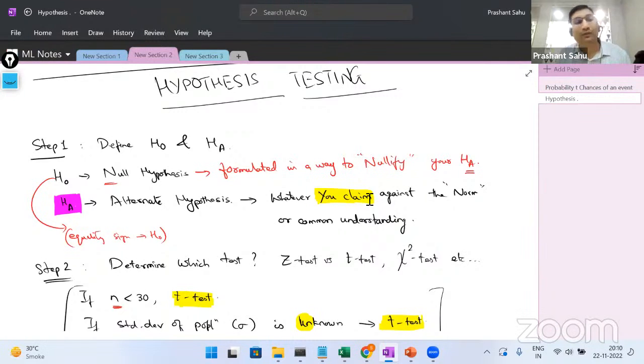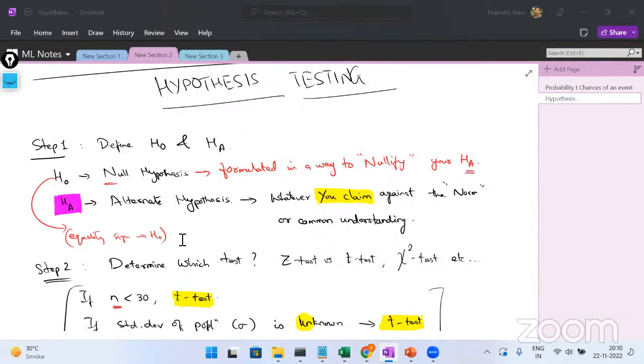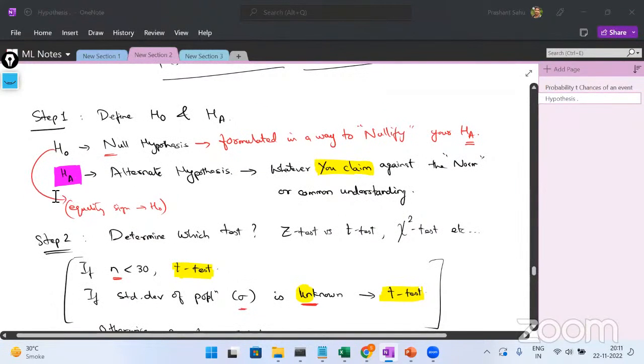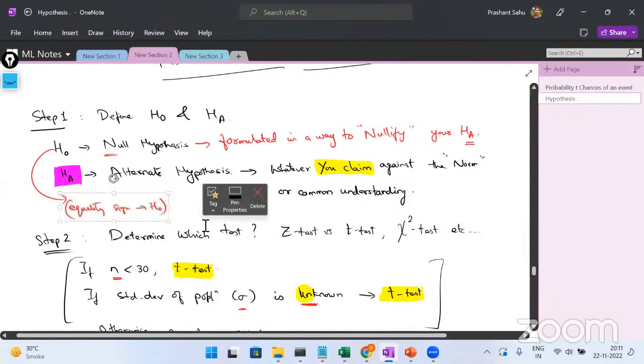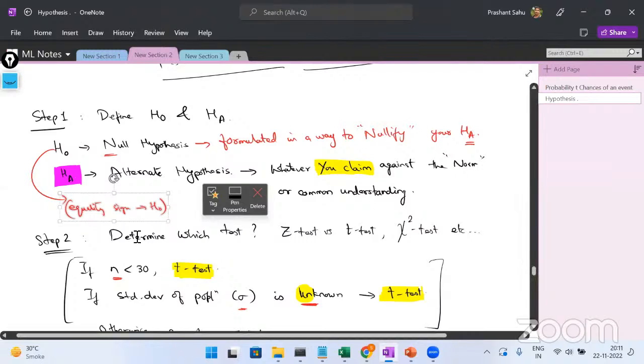Then comes the formulation of the null hypothesis. So how does the formulation of the null hypothesis happen? It is formulated in a way to nullify the alternate hypothesis, right? Fine. So just remember one more thing, that we have to make sure of the equality sign, because we have to convert these phrases into mathematical terms also. Once we convert this into a mathematical form, this will be a bit more clear.